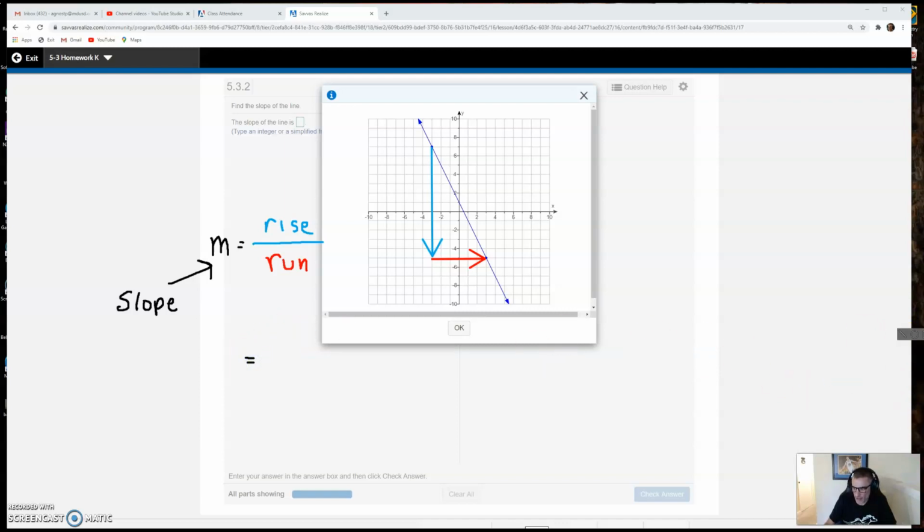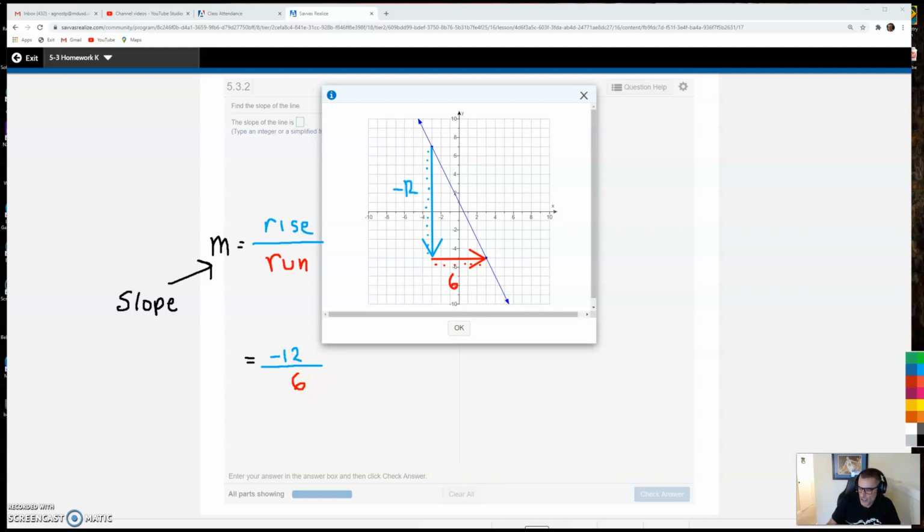So once again, count the boxes, not the lines. I have 1, 2, 3, 4, 5, 6, 7, 8, 9, 10, 11, 12. And because I went down, it's negative. So this represents a negative 12. So my rise is negative 12. And how much did I go to the right? 1, 2, 3, 4, 5, 6. Same as last time. Okay, so this time I end up with negative 12 over 6.